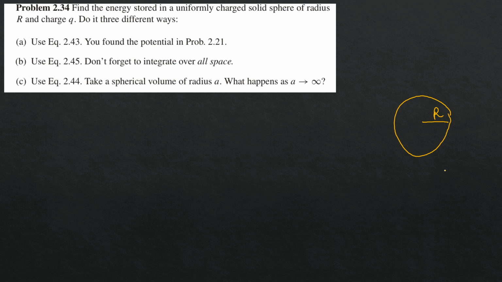Find the energy stored. Okay, so let's first of all, the formula is what? Epsilon by 2 E square dV. Okay, that is the formula. This one is also a formula here. dV is a volume element, E square. We know E is equal to how much? The charge is Q, radius is R. So obviously E is how much?